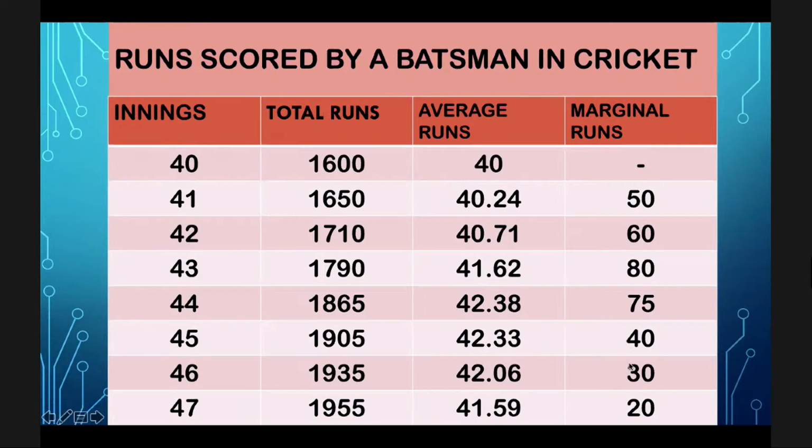In the next inning, he scores further less. He scores a 30. Total becomes 1935 divided by 46, 42.06. Further fall in average. Why? Because marginal is less than average. The next inning, he scores a 20. Total becomes 1955.